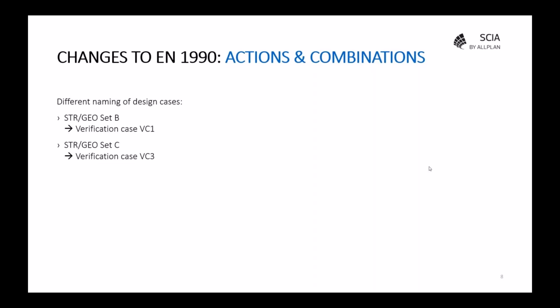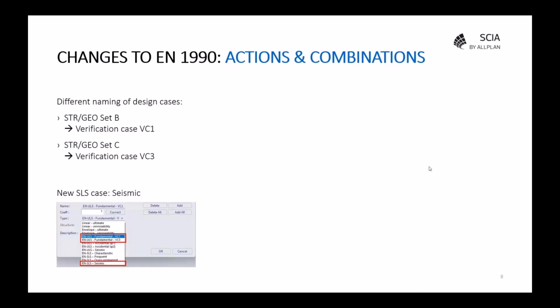So you have the set B and the set C that you guys probably all know, and they have been renamed into verification cases. So there is verification case 1, 2, 3, and 4 now in the second gen Eurocode. And then a new SLS case has been added.